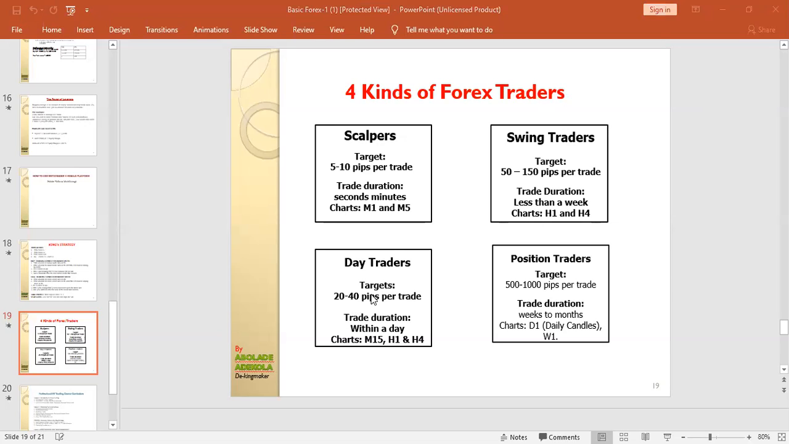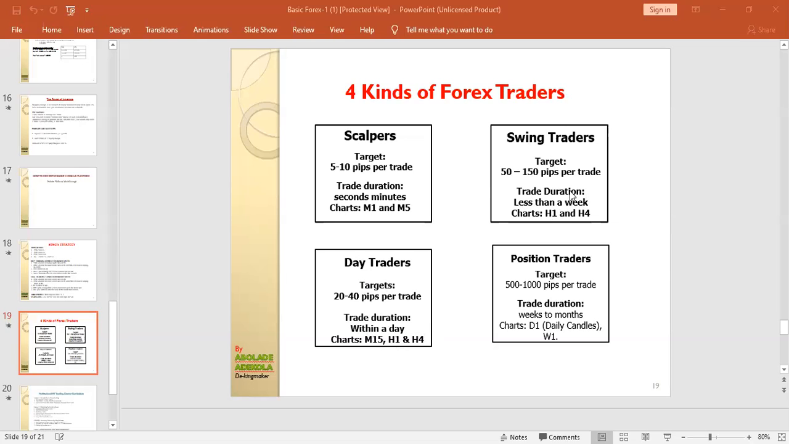For you to be a day trader, it means you want to target 20 to 40 pips per day. Within one day, before the end of the day, you are looking for 20 pips on that particular currency pair, and your trade tends to last within a day. Day traders trade between 5 minutes, 15 minutes, 1 hour, and 4 hours.